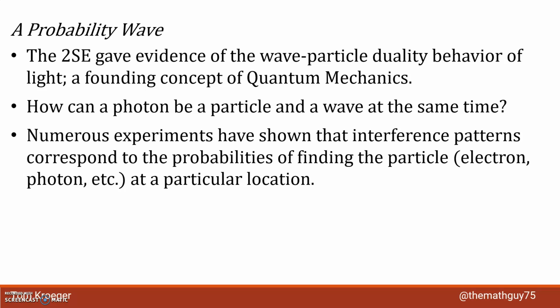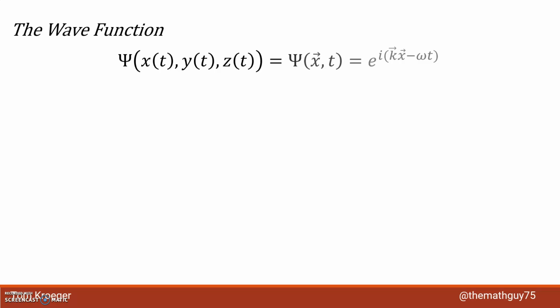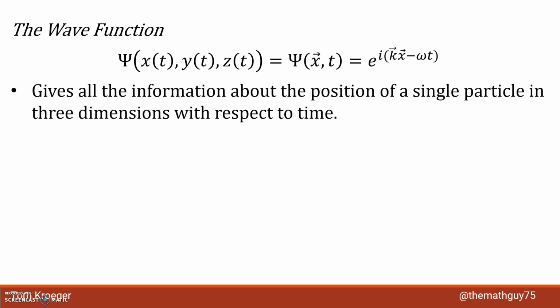But numerous experiments since have shown that interference patterns correspond to what's called the probability of finding a photon or an electron at a particular location. So that interference pattern actually models what the probability would be of finding it there. The brighter the area, the more likely you're going to find the particle there. The darker the area, the less likely. And Schrodinger and Bohr, both in the 1920s, hypothesized that light propagated as a probability wave as opposed to a mechanical wave, like electromagnetism might. And so they came up with this idea of the wave function.